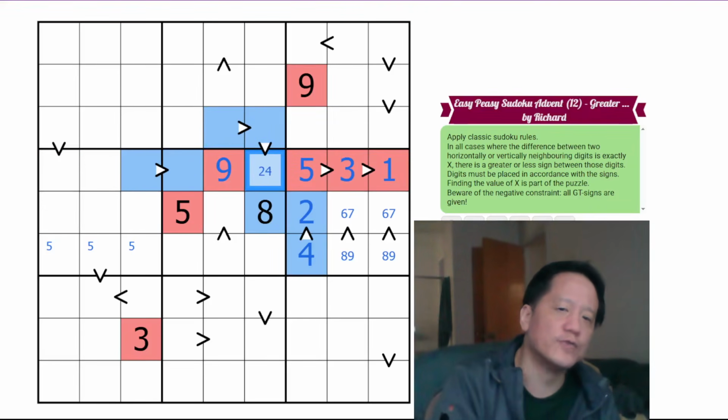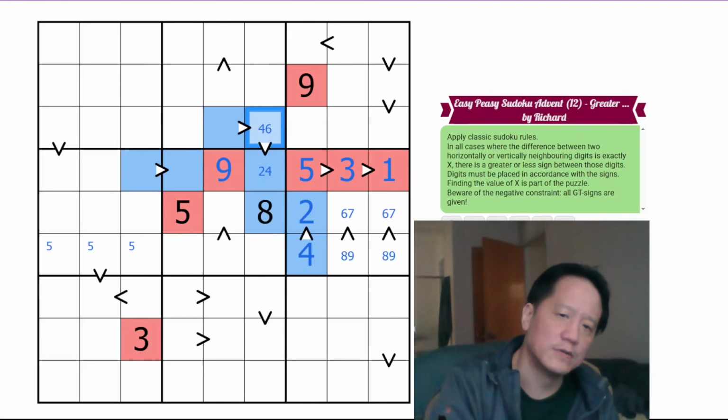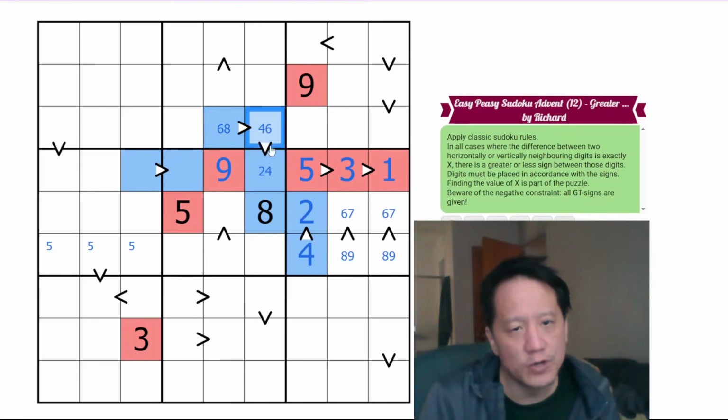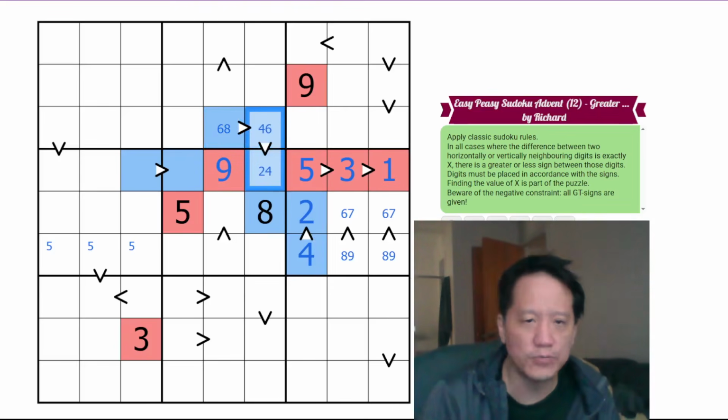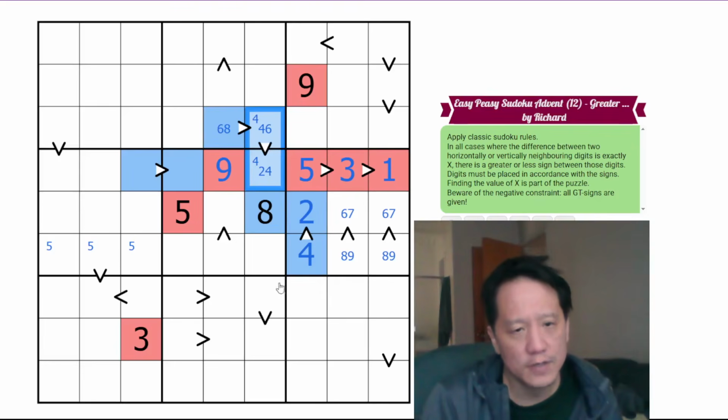This is 2 or 4, with 4 or 6 being there, and this is 6 or 8. So one of these is 4. We know that for certain. We have 3 evens in column 6, so this cannot both be evens. They're odd.